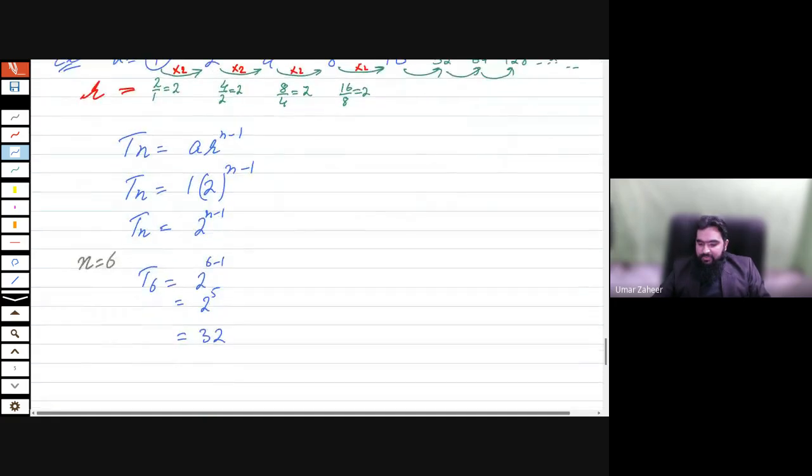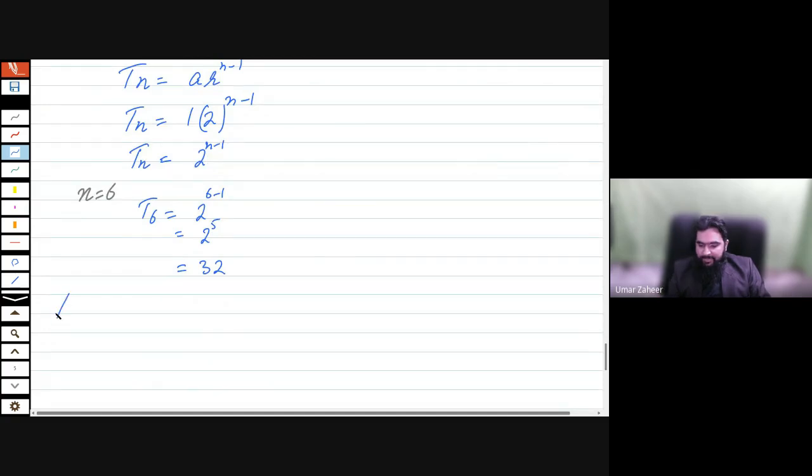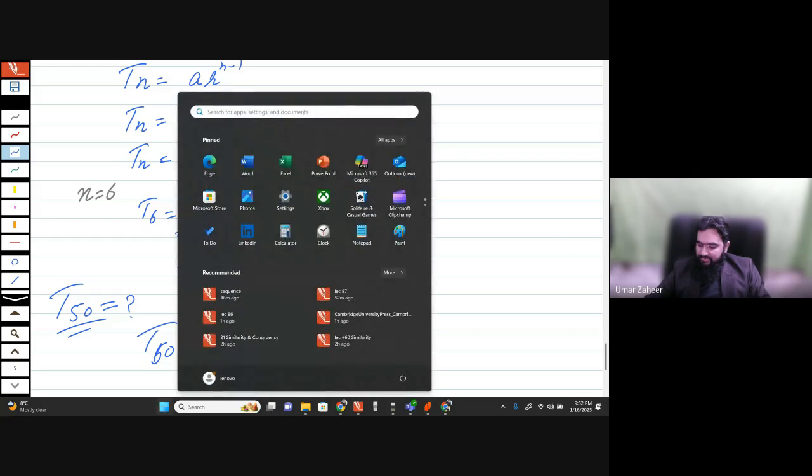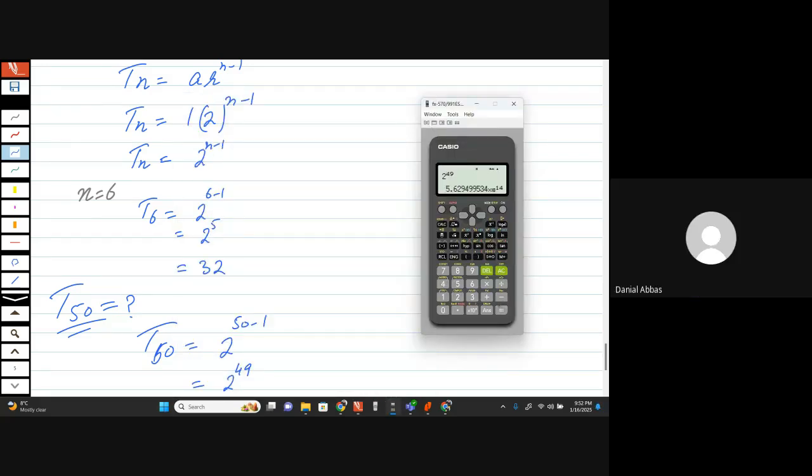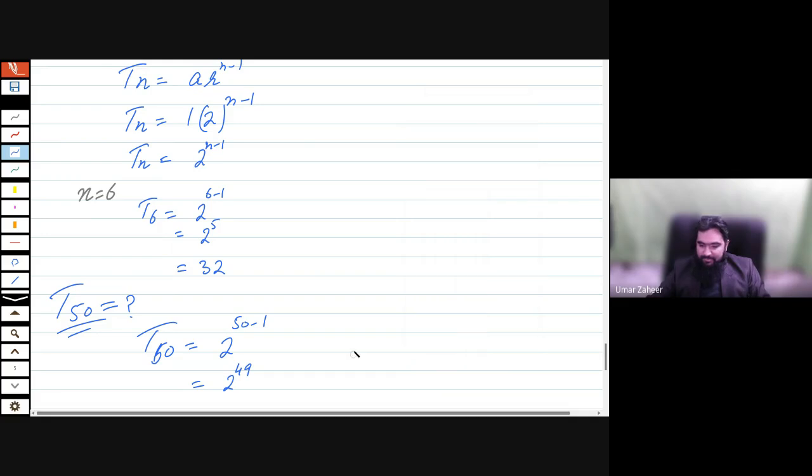In the same way, if you have to find the 50th term of the sequence, you have to find it in the same way. T50 is equal to 2 raised to power 50 minus 1, that will be 2 power 49. Now you have to use a calculator to find the required value. Oh, that's a very big value. Let's see how to take a small one.